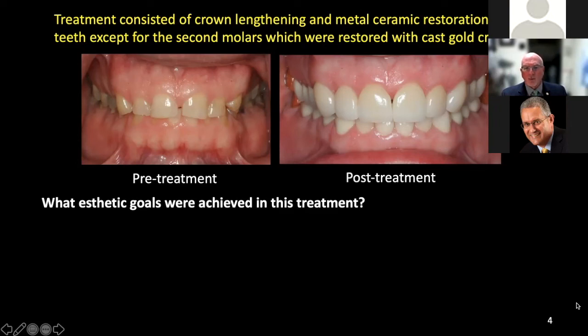I would say gingival levels are in their proper position relative to the teeth. Apparently, the patient wanted to have the diastema closed, so the diastema was closed with the final restorations.